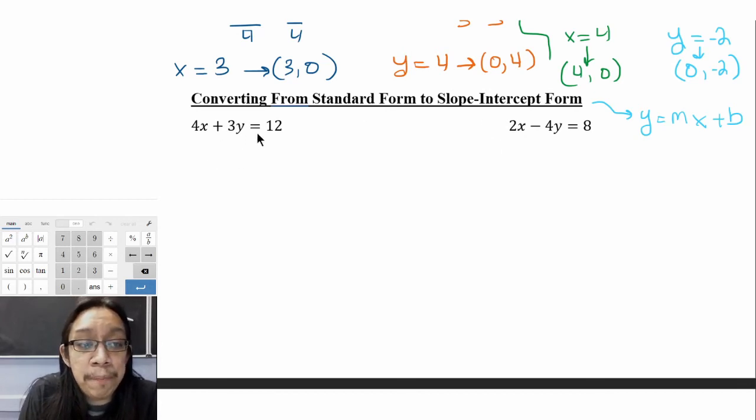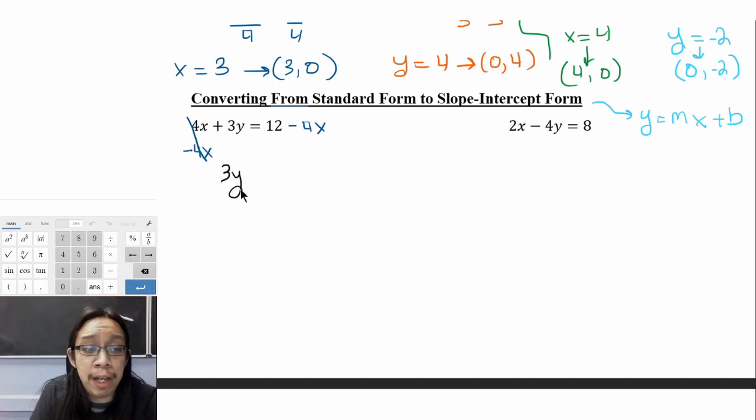Well, step one, in order to start converting this, is to move the x by using an inverse operation. So to do that, we're going to be subtracting 4x on both sides. One thing to keep in mind is that when you are subtracting 4x on both sides, make sure to not simplify this part right here. You can't simplify 12 minus 4x because they're not like terms. So just leave it alone. Just write down whatever you have left over. In this case, what we have left over is 3y is equal to 12 minus 4x.